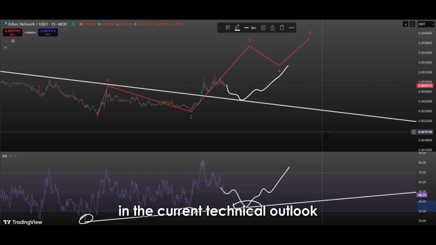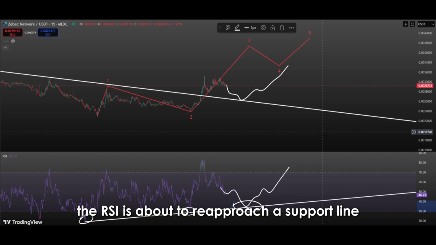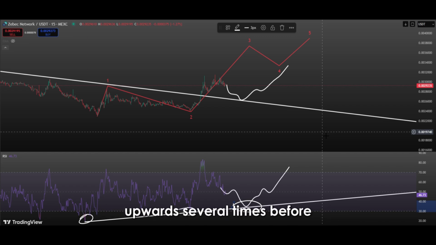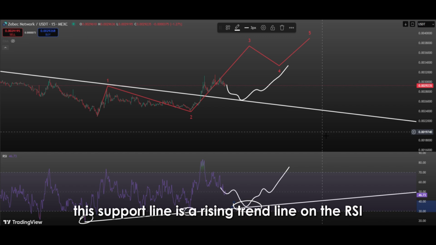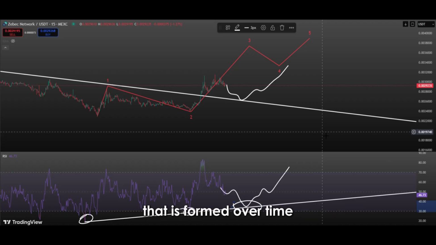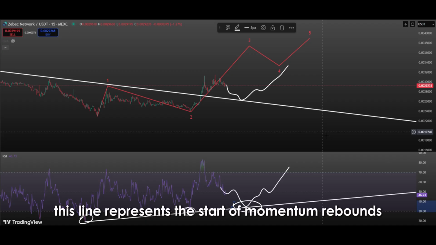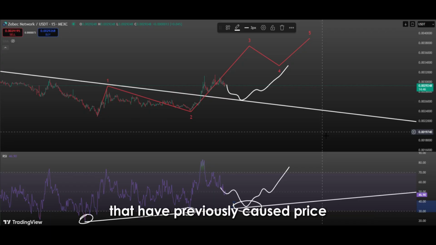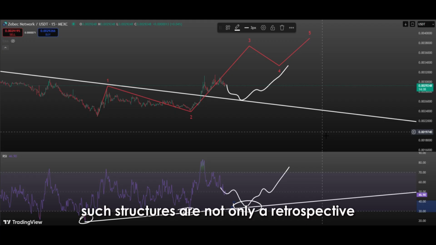In the current technical outlook, the RSI is about to reapproach a support line that it has tested and reacted upwards several times before. This support line is a rising trend line on the RSI that has formed over time. This line represents the start of momentum rebounds that have previously caused price to turn upwards. Therefore, if the RSI approaches this level again, it could signal a potential reversal. Such structures are not only a retrospective observation in technical analysis, but also a forward-looking strategizing tool.